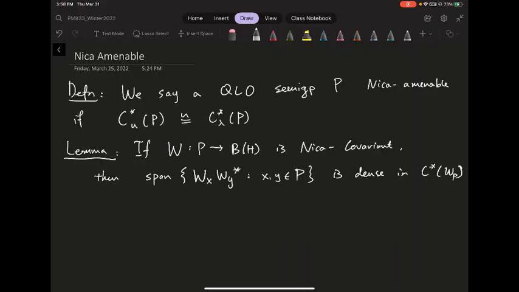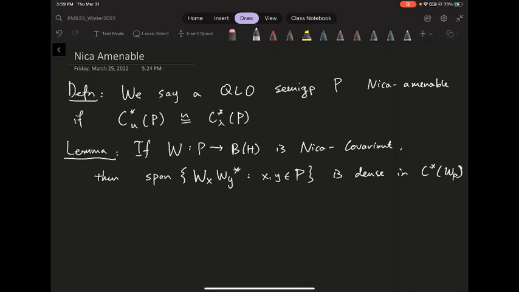So in this last week, I need to finish off by introducing Nica immutability. First of all, let's give the definition. If I have a quasi-lattice ordered semigroup, last week we defined its universal semigroup C-star algebra, and also the reduced C-star algebra, basically the left regular representation. If they're isomorphic as C-star algebras, then we say it's Nica immutable. This is really trying to mimic what we have in the case of a group.